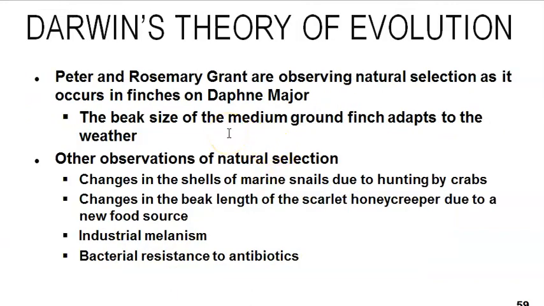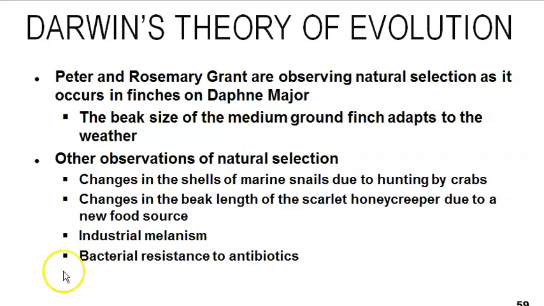We already talked about the beaks and stuff like that. They've actually done a study. I'll probably show you this video. Peter and Rosemary Grant did an amazing study about how natural selection happens in Daphne Major. Other observations include natural changes in the shells of marine snails due to hunting by crabs, and change in the beak length of the scarlet honeycreeper due to a new food source.